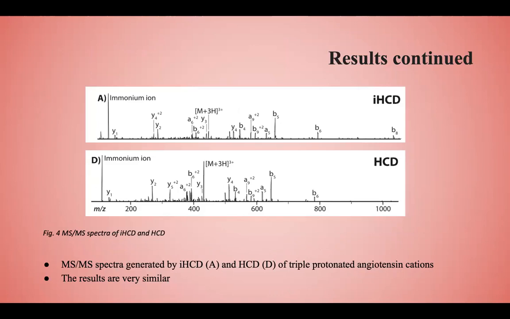Then a mass spectrum is generated by IHCD, which is in A, and HCD in D, of triple protonated angiotensin cations. We can see that the result of HCD is close to that of IHCD.